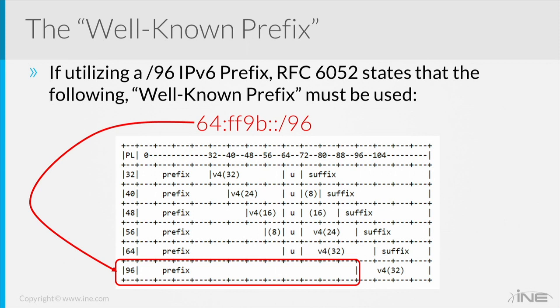Now, according to RFC 6052, if you choose to have a 96-bit prefix, now you have to use this one, the well-known prefix. And then you won't have any kind of U octet or null octet, you won't have any suffix, and your IPv4 address will consume the remaining 32 bits of that address. Nothing you have to memorize or know for the CCNP, but in case you ever actually try to do this in your own network, this is how it works.